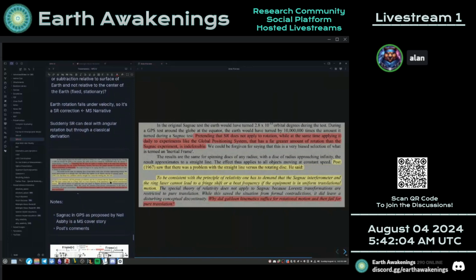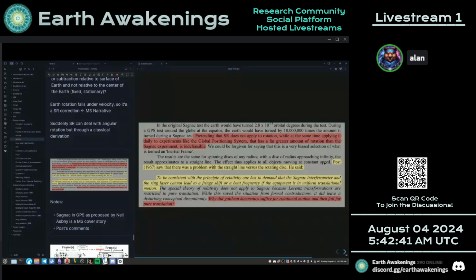Let's see. They go as far as to say that due to the rotation of the Earth, they have to make that Sagnac correction, right, to explain the anisotropy in the speed of light when it's supposed to be isotropic. So they say that pretending that special relativity does not apply to rotation while applying it at the same time to daily experiments like the GPS system, which has a far greater rotation than the Sagnac experiment, is indefensible. So in other words, if you can't explain the Sagnac experiment in a locally rotating interferometer, how are you going to apply it to the Earth?